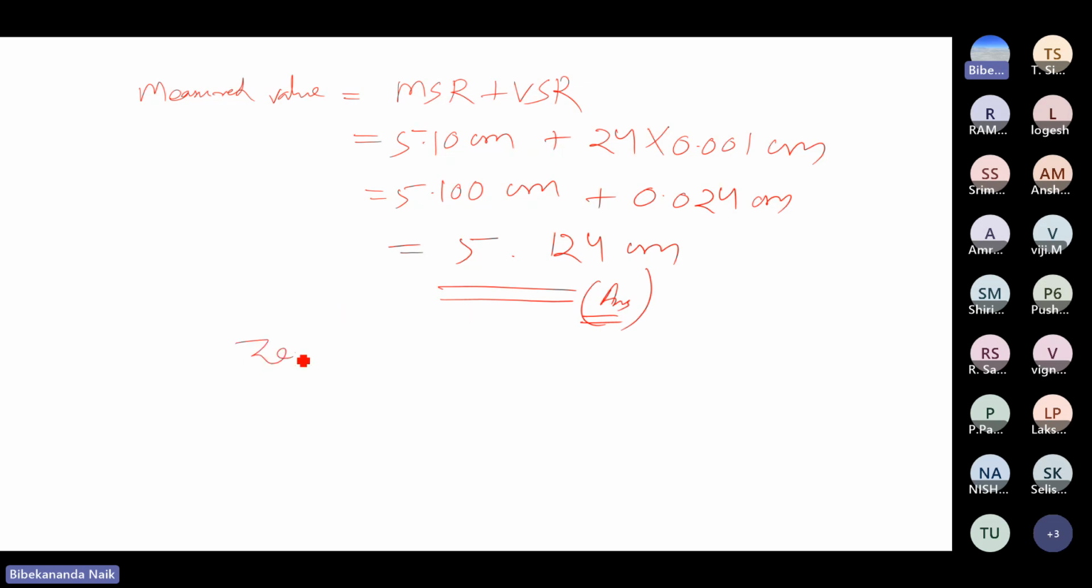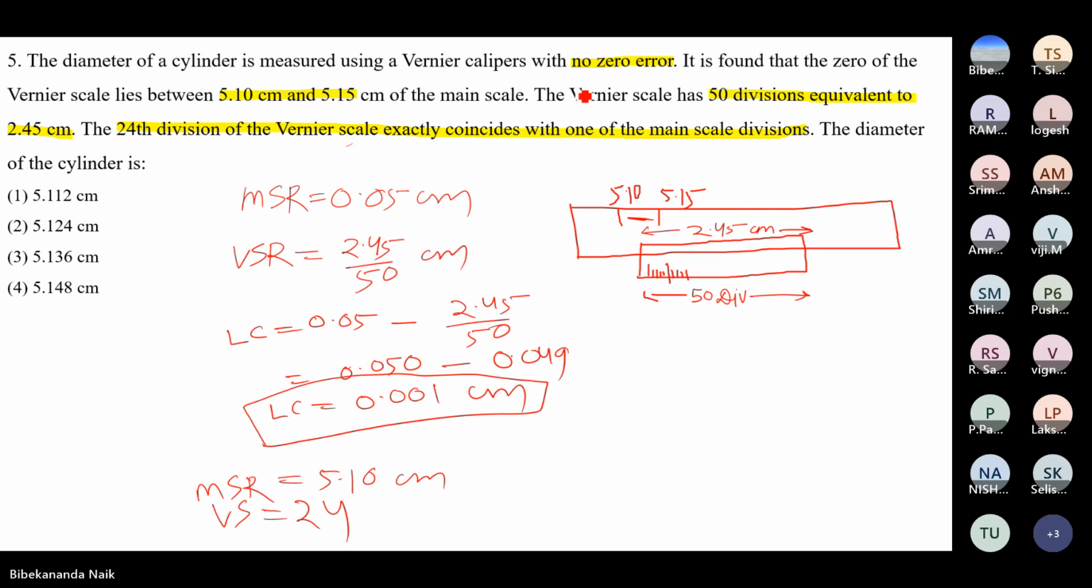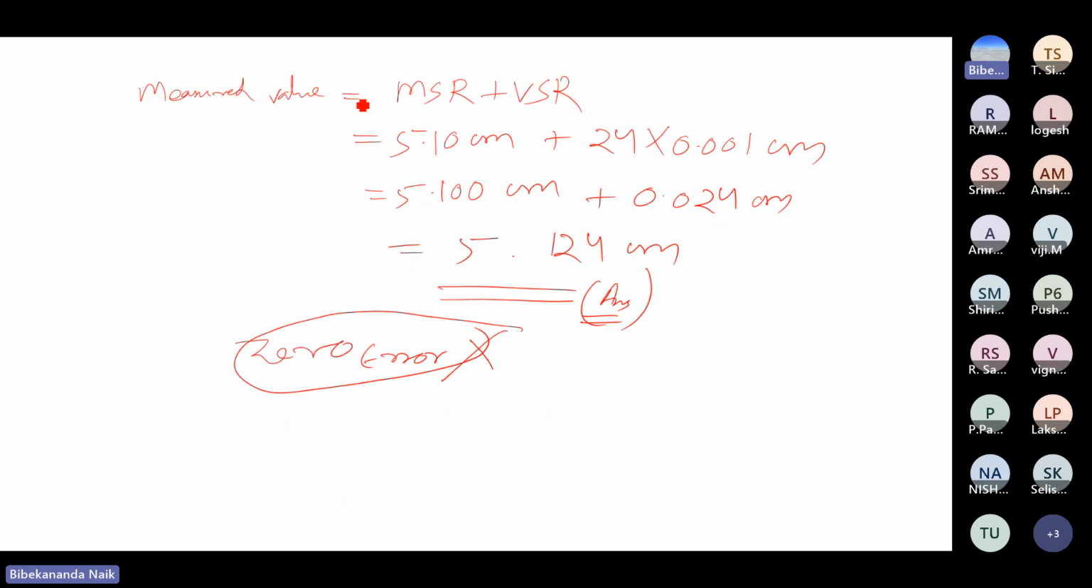Here the zero error is absent, so there is no zero error. If there were a zero error, then we would subtract the zero error from the measured value. Since the question says the vernier caliper has no zero error, the measured value is the correct value, and it is 5.124 centimeter. So is it clear to all of you? Or do I need to explain it again?